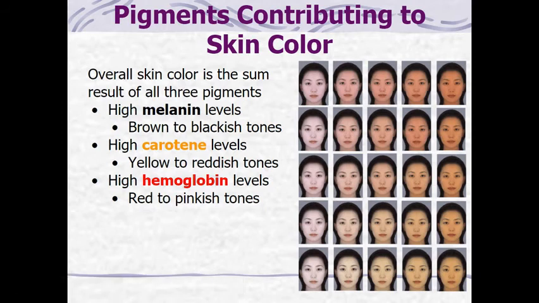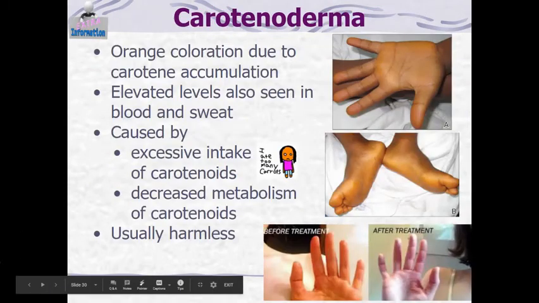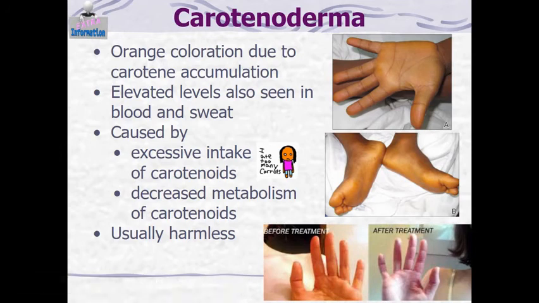High melanin levels give you brown to blackish tones. High keratin levels give you yellow to reddish tones. And high hemoglobin levels give you red to pinkish tones. Now, this is some extra information, but this is kind of interesting. There's a condition called keratoderma, which is when the skin gets an orange coloration due to excessive keratin accumulation.